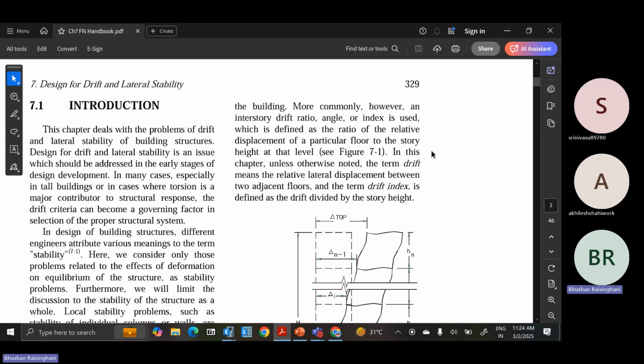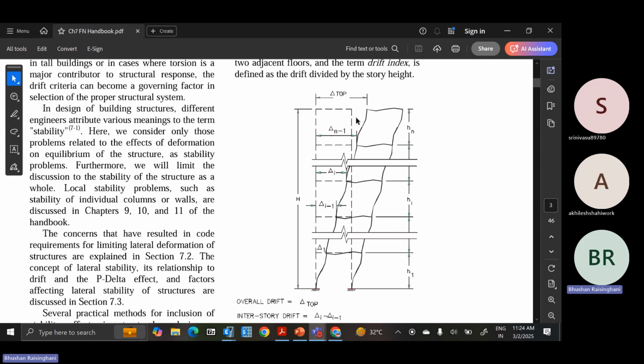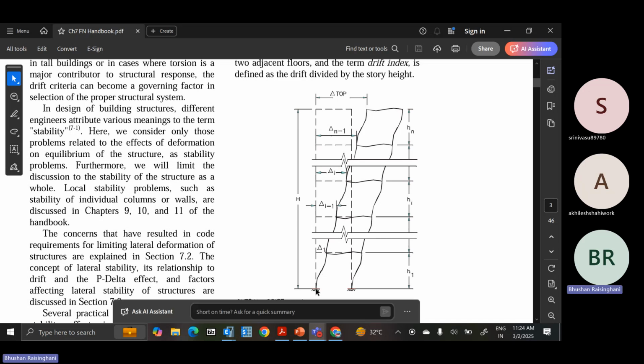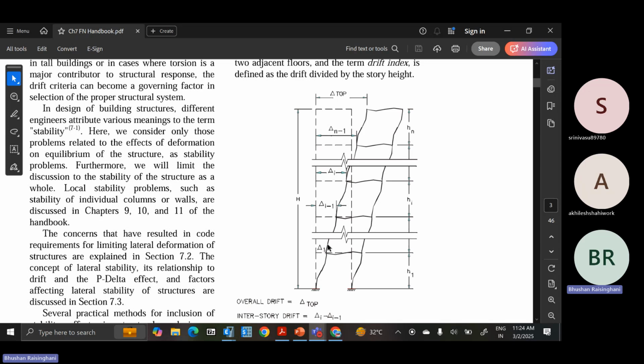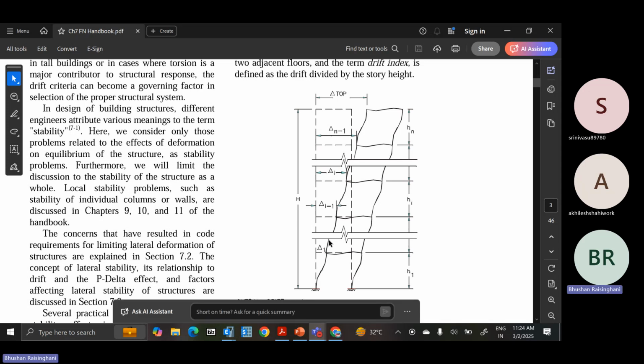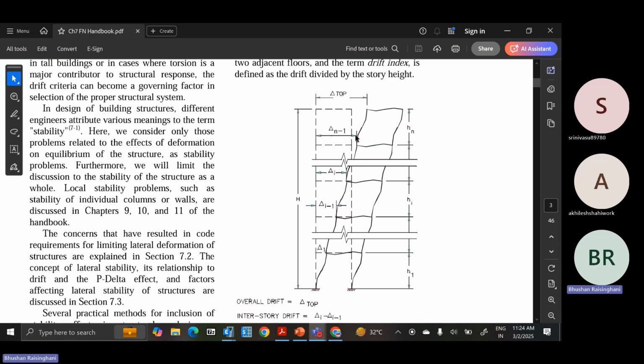Now, if you see this particular screen, there is a frame that has been drawn, and the lateral sway of this frame has been shown from top to bottom, and it is fixed at base. So you will see a double curvature in the column. This double curvature is seen in all columns, and also in the beam. So the beam also has a double curvature, the column also has a double curvature.